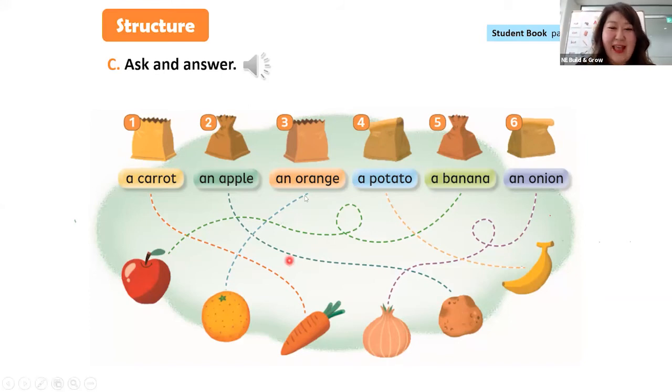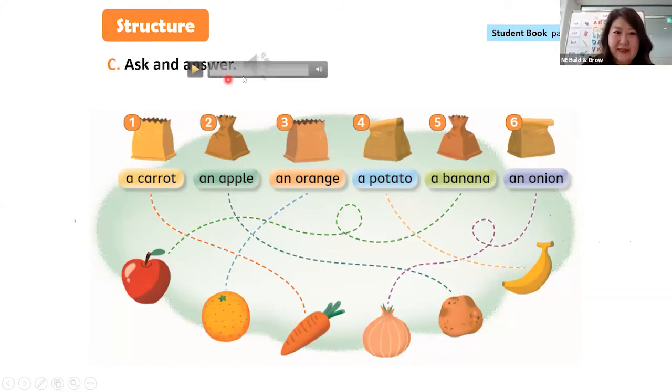Good job. Now, number 3. Oh, is it an orange? Okay, let's follow this line. Oh, yes, it is. These, right? Now, number 4, 5, and 6. So do the modeling first, and then you can let them do the pair work. Well, if they're not quite sure to do the pair work, then I would definitely read the question. Is it a carrot? And then students need to follow it. And then, oh, yes, it is, right?